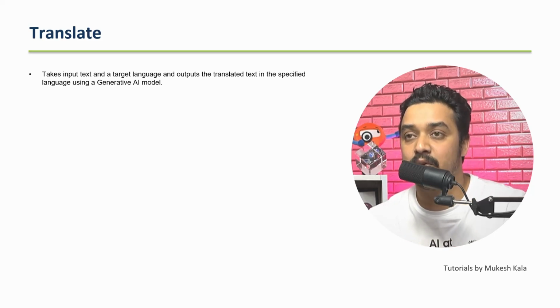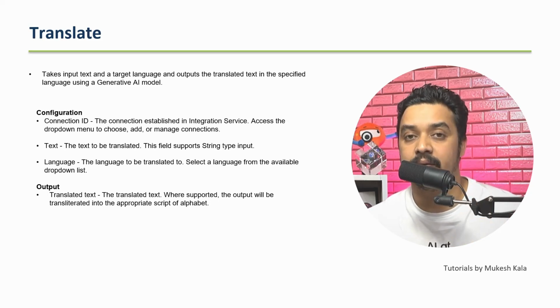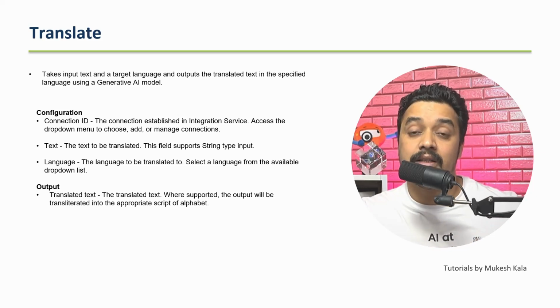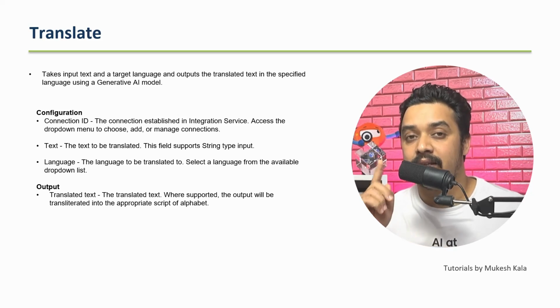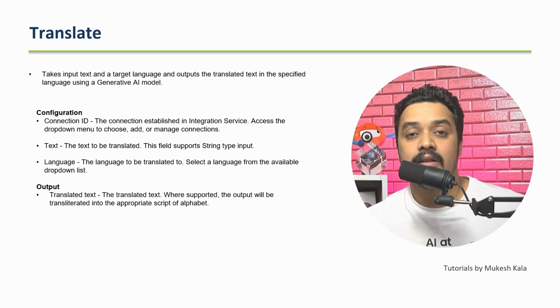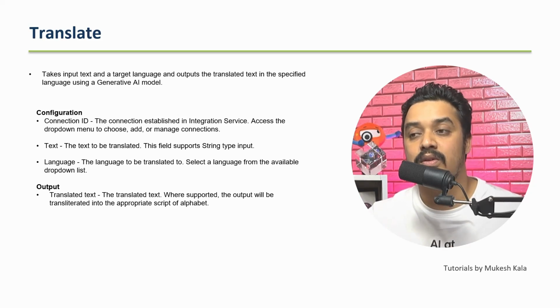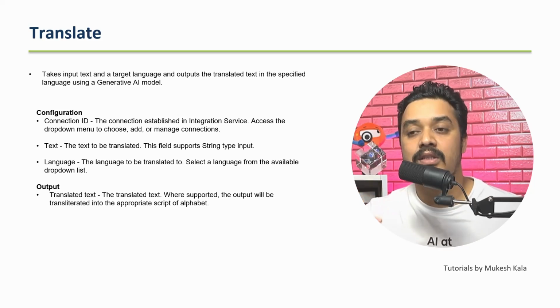takes text as an input and is able to convert the language of the text into the respective language, again with the help of generative AI. Now if I talk specifically about the configuration, if you are following this series from the beginning, you would understand that we use Integration Service for that, and that's why we need a connection ID. The other two inputs are absolutely simple. You just need to provide the text which you want to translate, which would be a string, and the second thing is the language input.